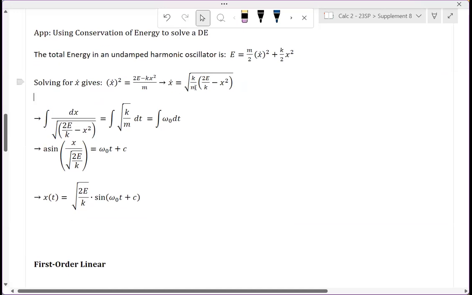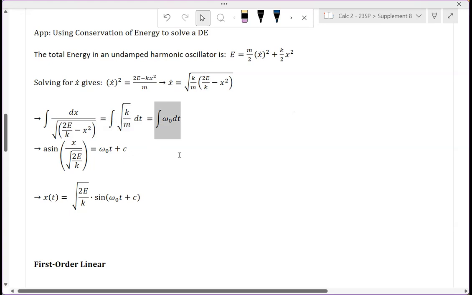We know that this is separable. This right-hand side only depends on x. It doesn't explicitly depend on t. So we can divide through by the bit with the x. Here I multiply through by this square root of k over m bit just to make the end result a little bit easier.